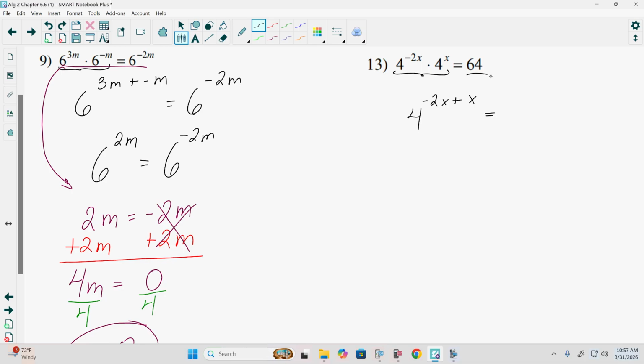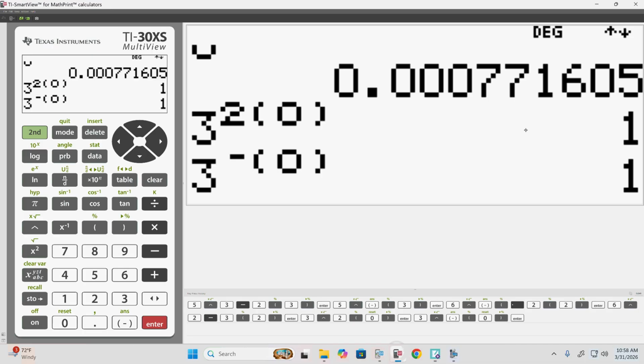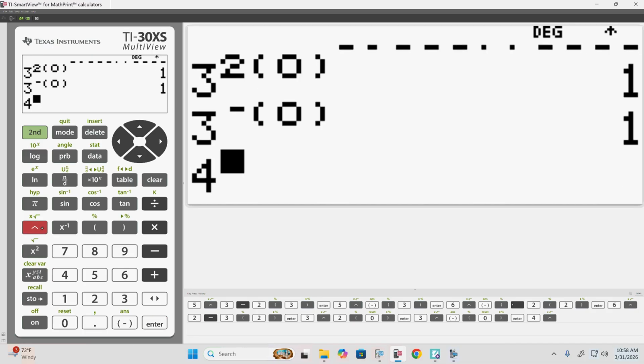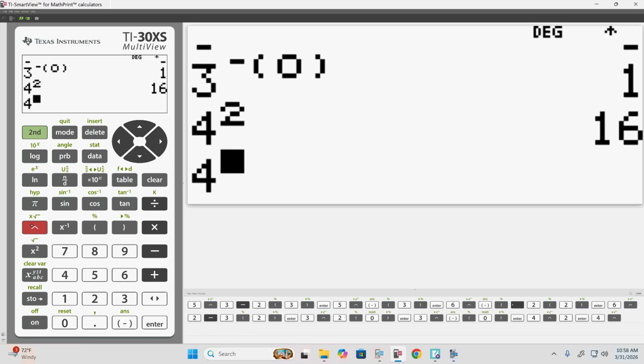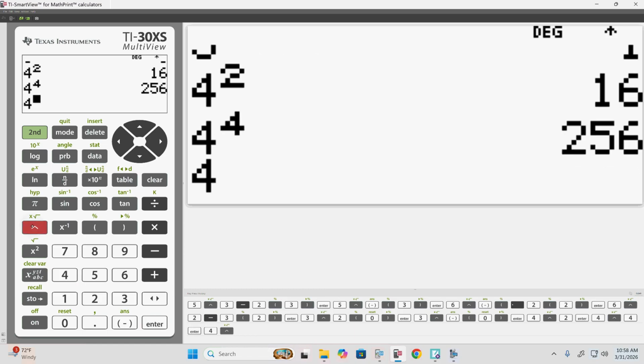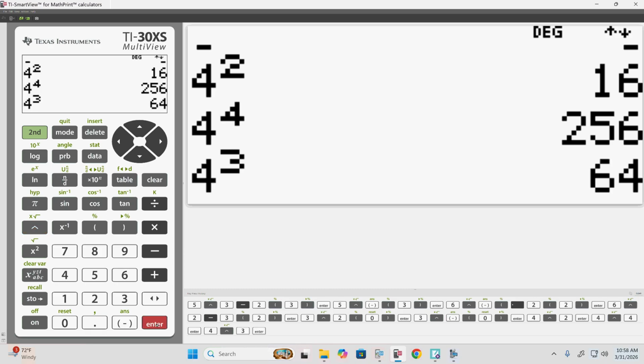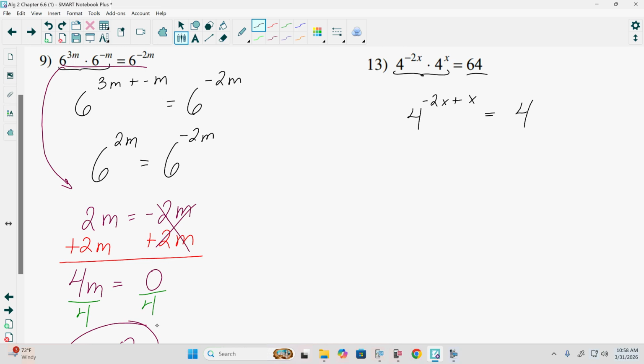However, the right-hand side is not 4, it is 64. Now, knowing the problem, and because it's set up this way, we should expect 4 to be written as 4 to a power to get to 64. Well, 4 squared is 16. What are we going to try next? 4 to the third is indeed 64.